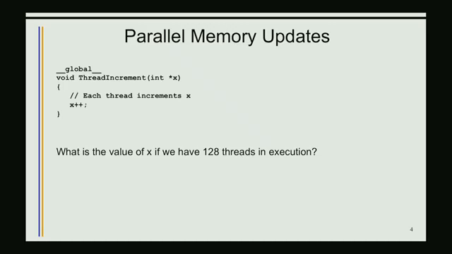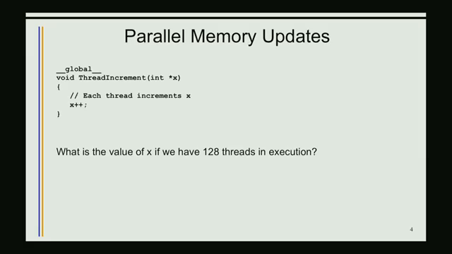Somebody is bold enough to raise their hand first. Go ahead. Because they're all doing it at the same time, they would all read the same 0, increment that 0 to 1, so it will be 1. Very good, but you're wrong. But I like the way you're thinking about it. I've got a bunch of threads. They all start off at the same point, execute the same code, and read the same value initially, which is 0. They increment it, and they write it back. So I'm expecting the value 1. The logic is good, except you've made an incorrect assumption.